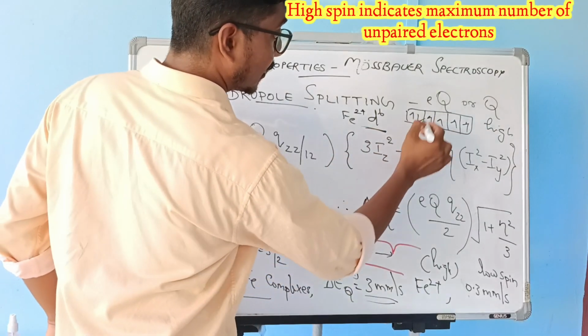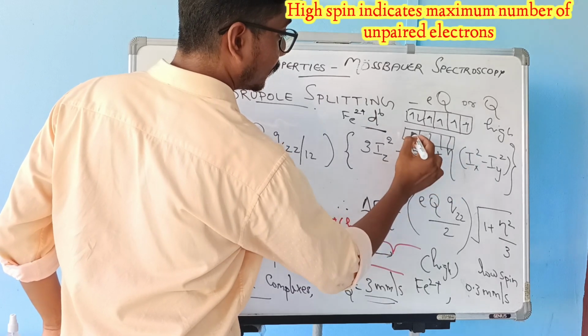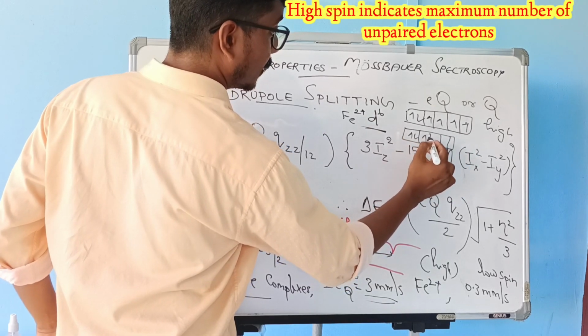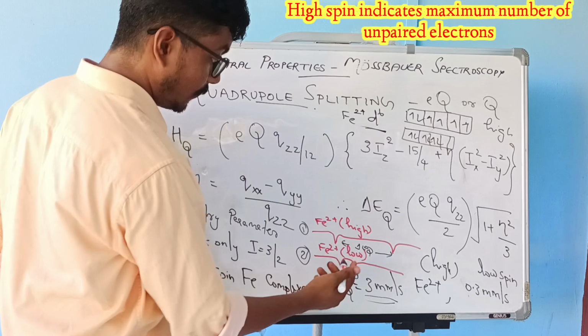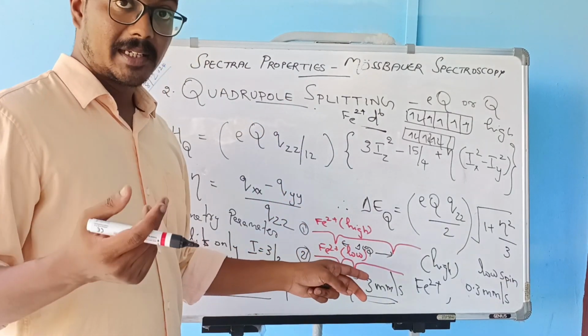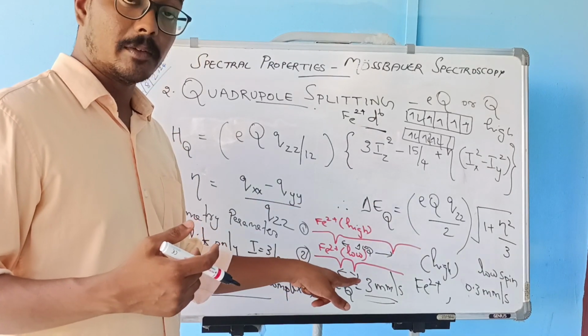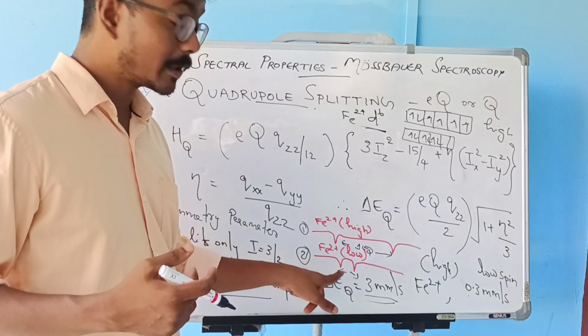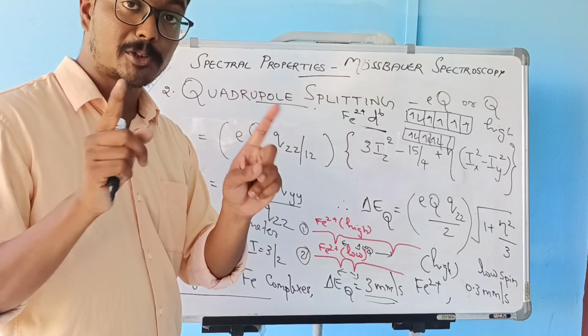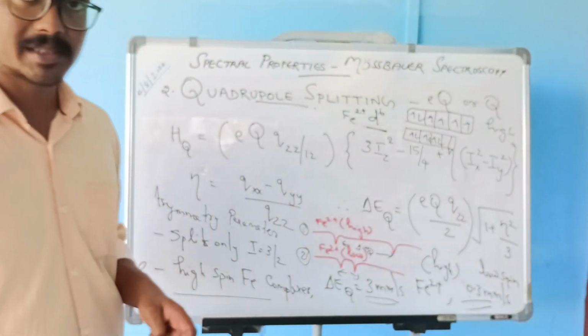Whereas if these electrons get paired, what exactly happens? 1, 2. If the electrons get paired, the quadrupole splitting energy, the difference between the two troughs, will become small, 0.3 millimeter per second.